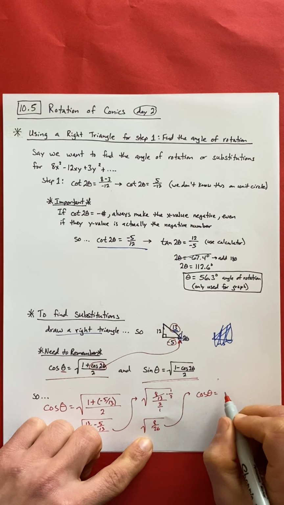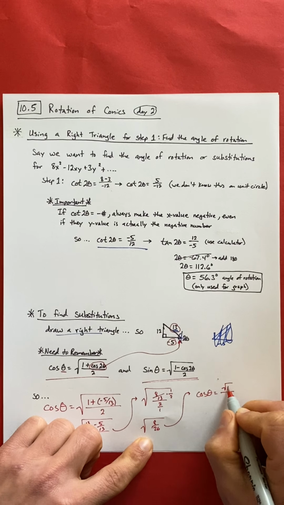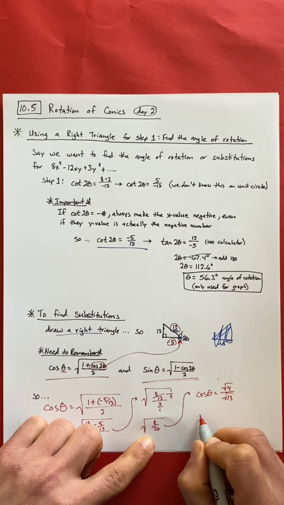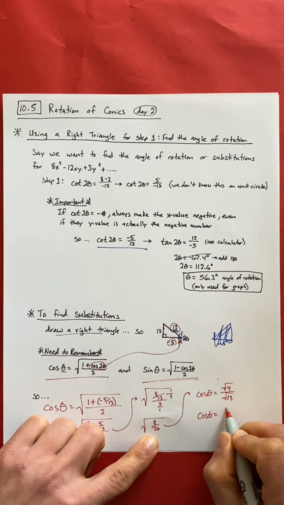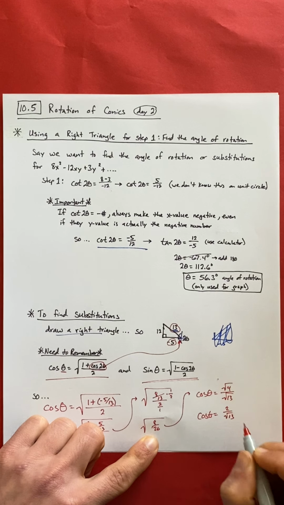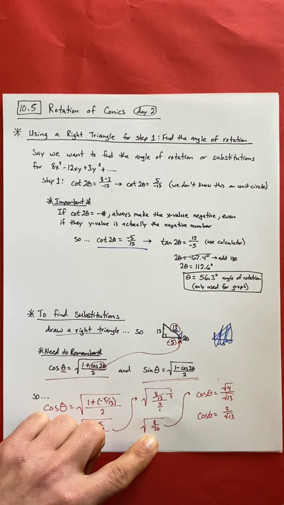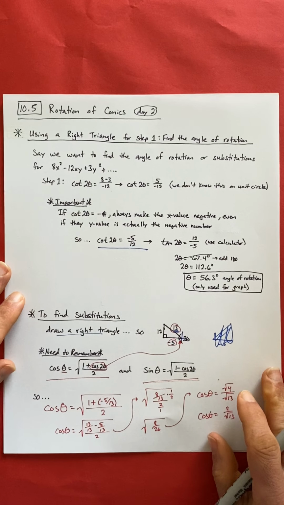And when I have a fraction, I know I can take the square root of them separately. So I'm going to say the cosine of theta is equal to 2 over the square root of 13. And of course, your instinct is going to want to be to rationalize that, because I'm always telling you should rationalize, you should rationalize.